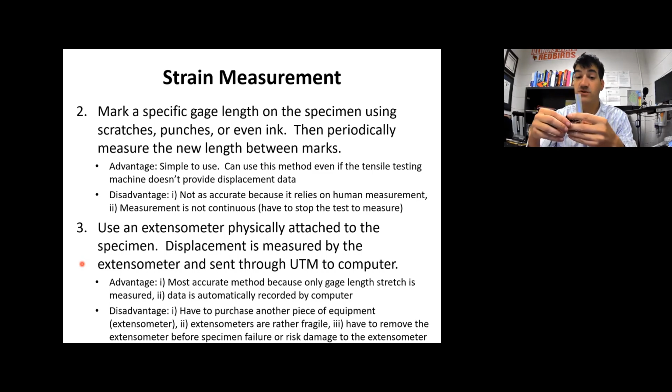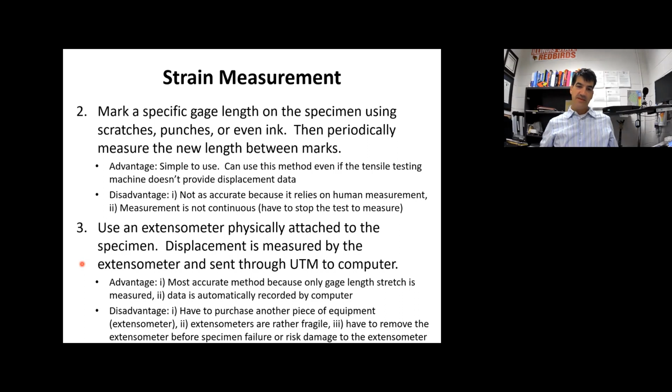because for sure, the only length that's being measured as it's being stretched is this length right here between these two clips. So it's definitely not going to be impacted by the stretch of these parts of the specimen, and it's definitely not going to be impacted by any potential bowing or deflection of the moving crosshead. And another good advantage is that it is still automatically recorded by the computer. You don't have to stop the test and record it yourself every couple of minutes.